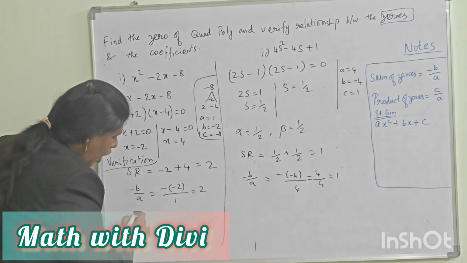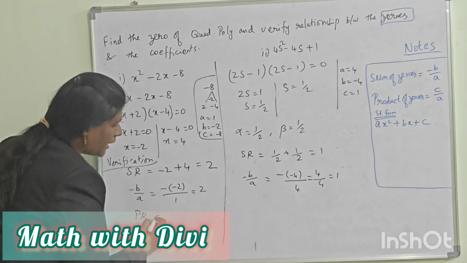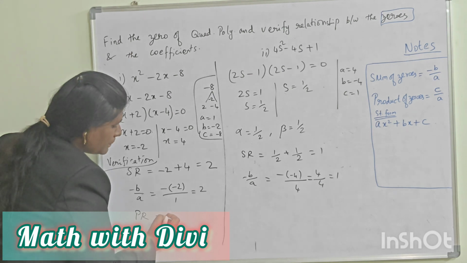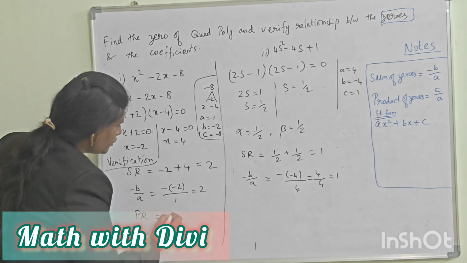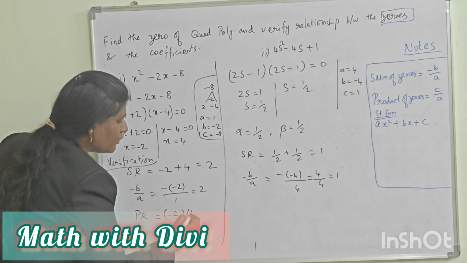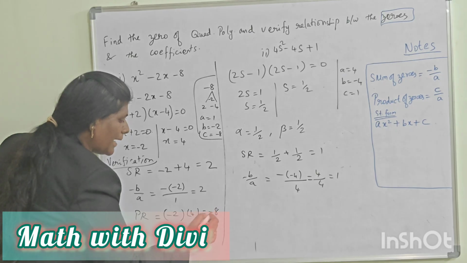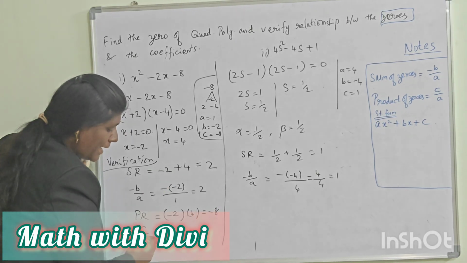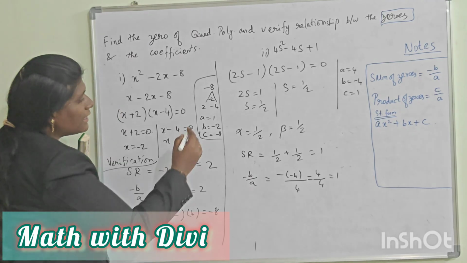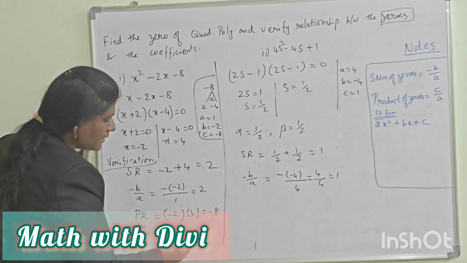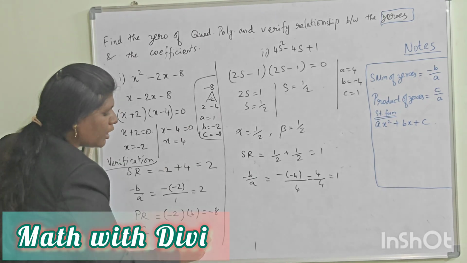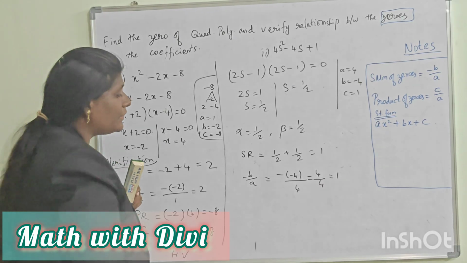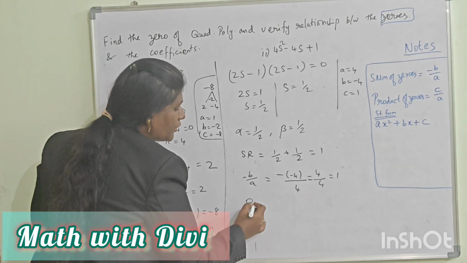Next one, product of zeros. Product of zeros, let us check. What is the product? Minus 2 into plus 4 is equal to minus 8. And product of zeros is c by a. What is the value of c? Minus 8, by a is 1. So, the answer is minus 8. Hence verified.